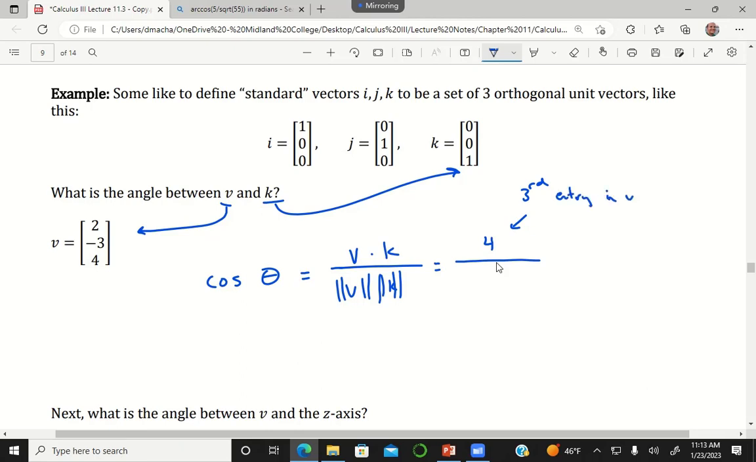And then in the denominator here, what is the norm of k? Yeah, the norm of k would be square root of 0 squared plus 0 squared plus 1 squared, and so that would just be square root of 1, which is just 1. And so in my denominator, I just have to find the norm of v.